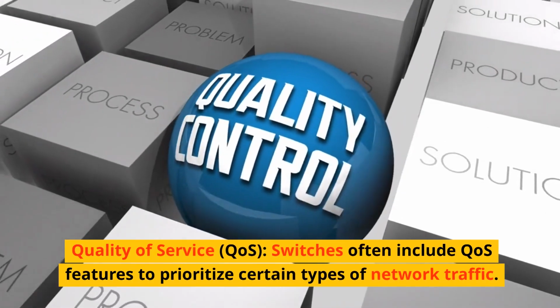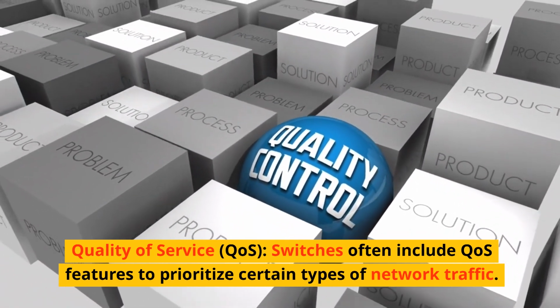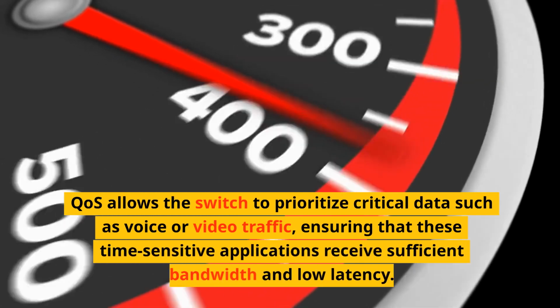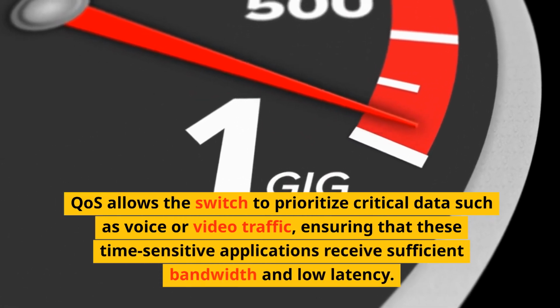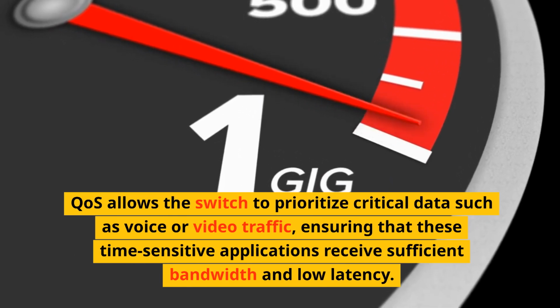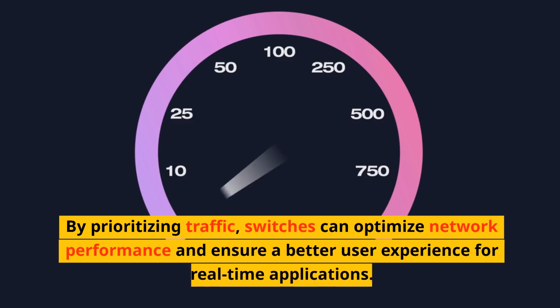Quality of service, QoS. Switches often include QoS features to prioritize certain types of network traffic. QoS allows the switch to prioritize critical data such as voice or video traffic, ensuring that these time-sensitive applications receive sufficient bandwidth and low latency. By prioritizing traffic, switches can optimize network performance and ensure a better user experience for real-time applications.